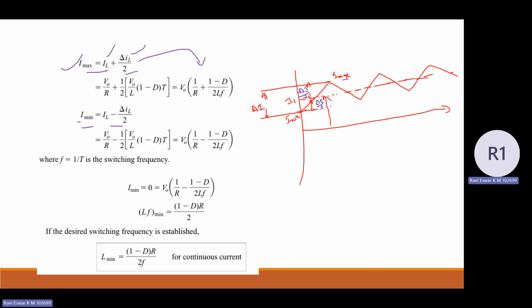I min, how can I write it? This total length is IL. From this, if I subtract del I by 2, I can get the I min value. So I min I can write as IL minus del I by 2. So now, what is meant by discontinuous mode? You can check this graph.